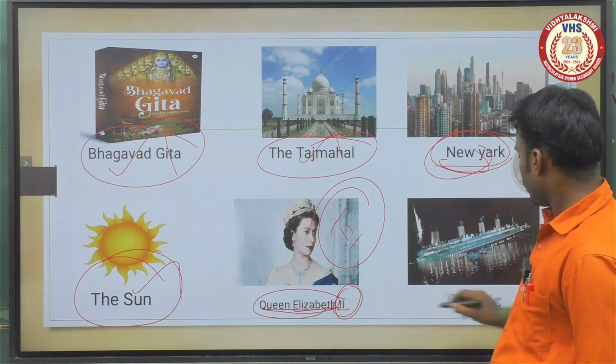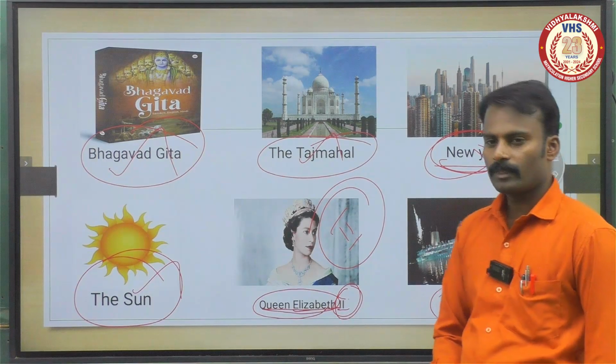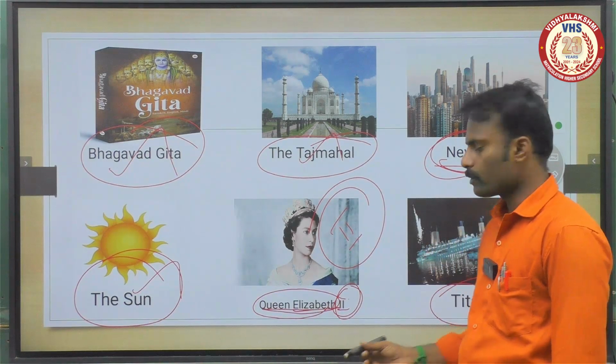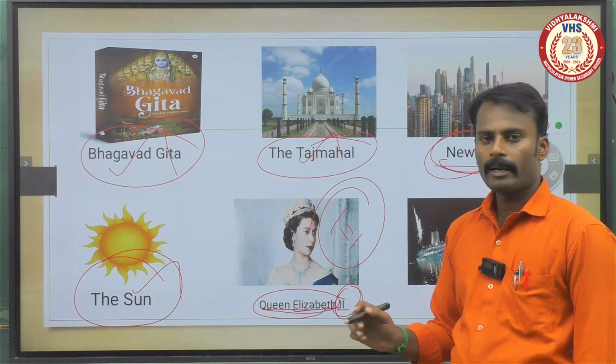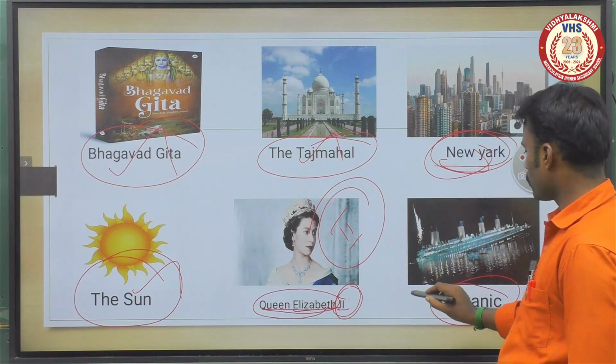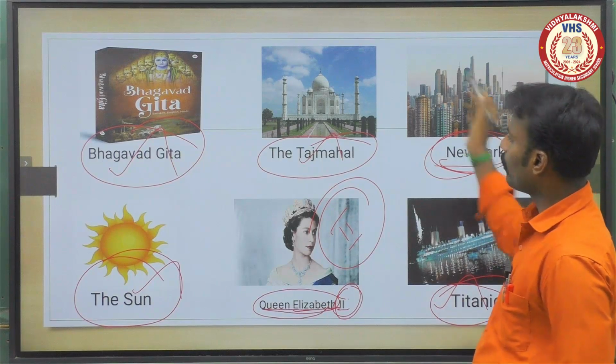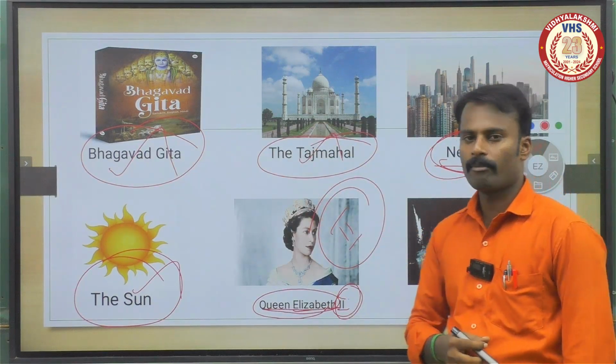Next, Titanic. Titanic is one of the ships. Here I am not talking about all the ships. I just point out only Titanic. So this is also a proper noun. So these all are examples of proper nouns.